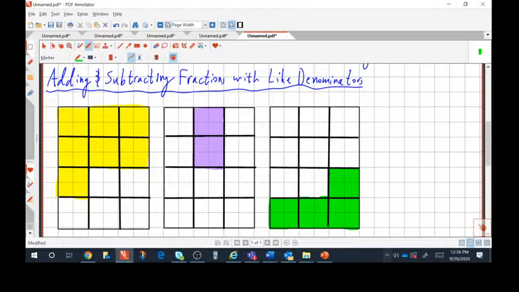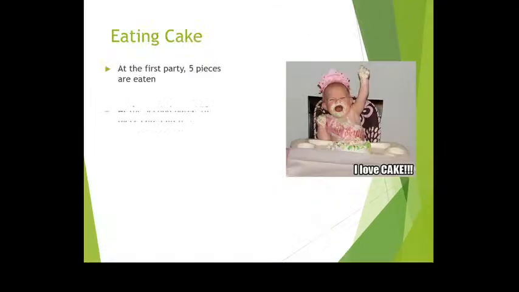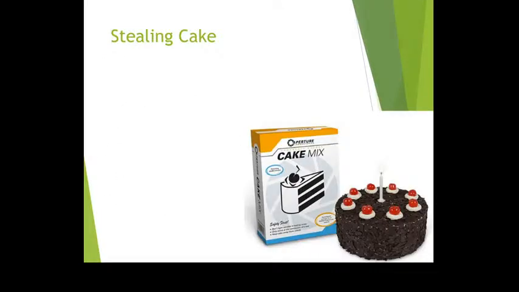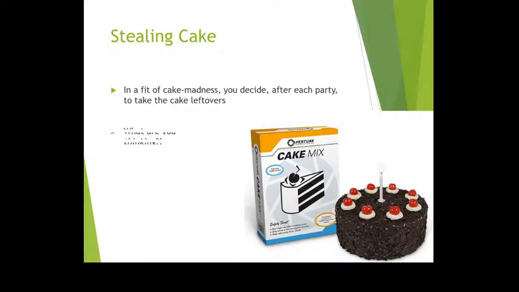Now, perhaps you can see where this is going. Because it turns out you are stealing cake. In a fit of cake madness, you decide after each party to take all the cake leftovers. What are you thinking, mate? Crikey. How much cake are you taking home? You stealing all the cake. Look at your pictures and tell me how much cake you're stealing. Give it a shot and here we go. Crikey, all that cake?